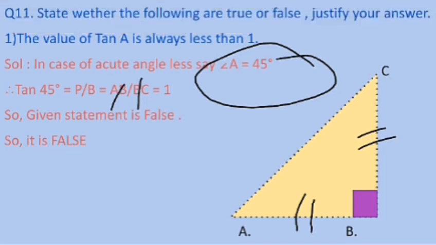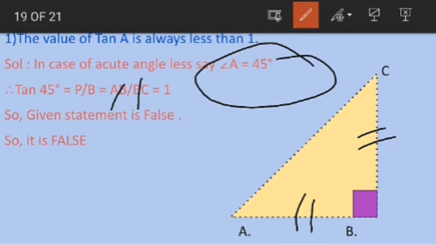So now moving back to the question class, the statement was that the value of tan A is always less than 1. They are saying that in every possible situation the value of tan A is always going to be less than 1, but here in the case of tan 45 degrees, or for any angle A equal to 45 degrees, we found that the value of tan A is equal to 1.